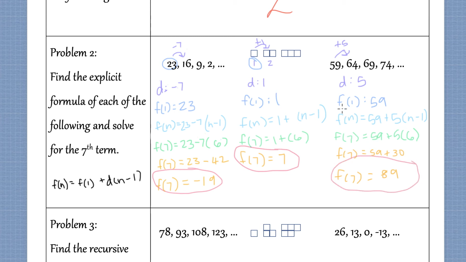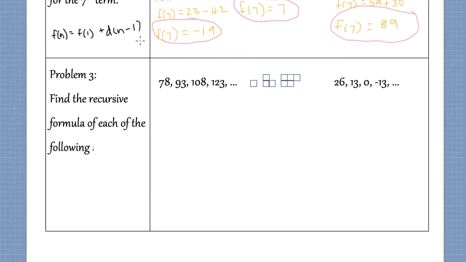Now let's move on to the next one. It says find the recursive formula of each of the following. And so remember, to write our recursive formula, we need the common difference and the initial value. And so over here, we need the common difference first. And so we want to see how much we need to add to 78 to get to 93. We have to add 15. So that means our common difference is 15. Next, we want to find our initial value, f of 1, and that's just the first term in the sequence, and so that is 78.